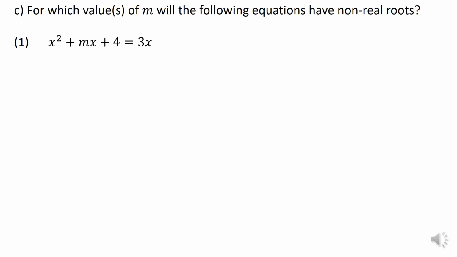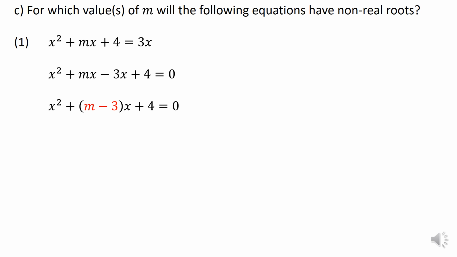C. For which values of m will the following equation have non-real roots? Again, this is not standard form, so we take over the 3x. We have x squared plus mx minus 3x plus 4 equals 0. Again, simplify the x by factorizing. X squared plus m minus 3 x plus 4 is equal to 0.